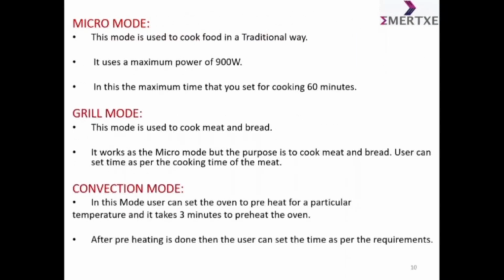Micro mode. This mode is used to cook food in the traditional way. In micro mode, the maximum power used is 900 watts. The maximum time that you can set for cooking is 60 minutes. Grill mode. This mode is used to cook meat and bread. It works like micro mode, but the purpose is to cook meat and bread. The user can set the time as per the cooking time of the meat.